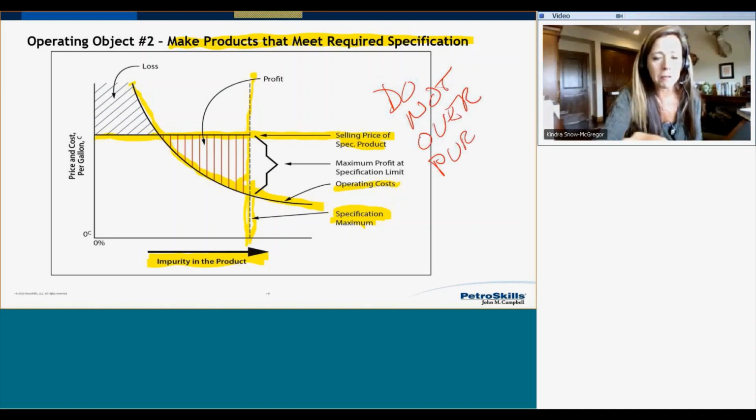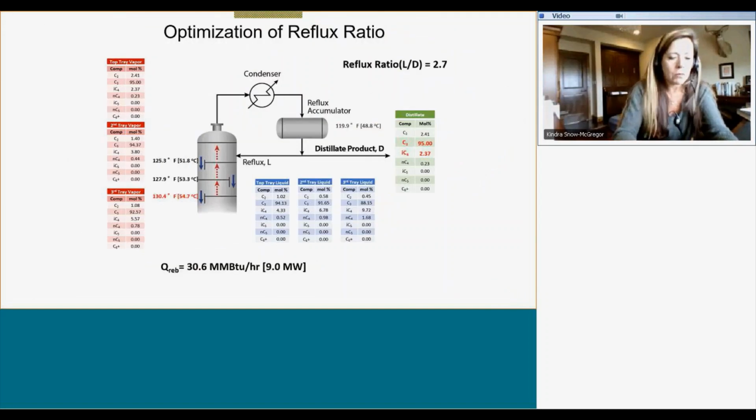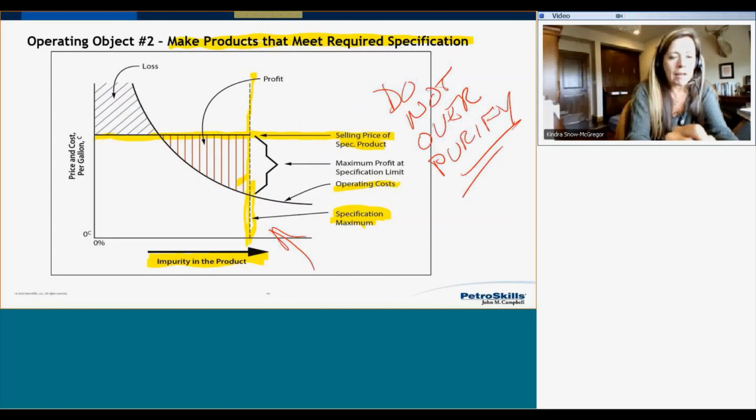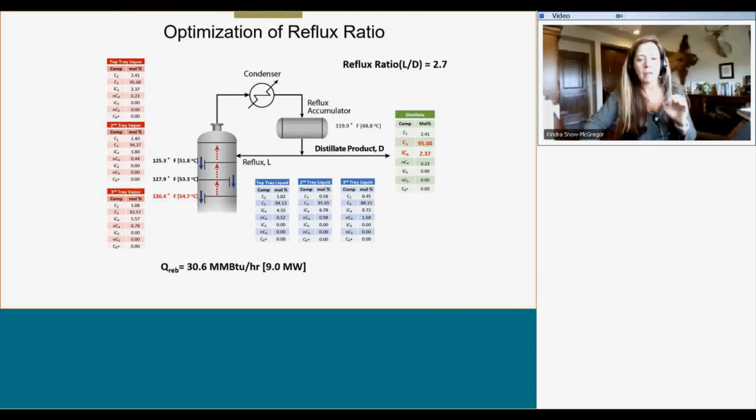All right, that's a big deal. I mean, you need to be sure that your products are meeting spec, but the more pure you make your product, the less profit that facility is going to make. All right, so you're cutting into your profit. And notice if I make it very pure, now my operating costs are so great that I'm actually running the plant at a loss. All right, so do not over purify. That's objective number two. And so let's take a look now at how do I manage this.